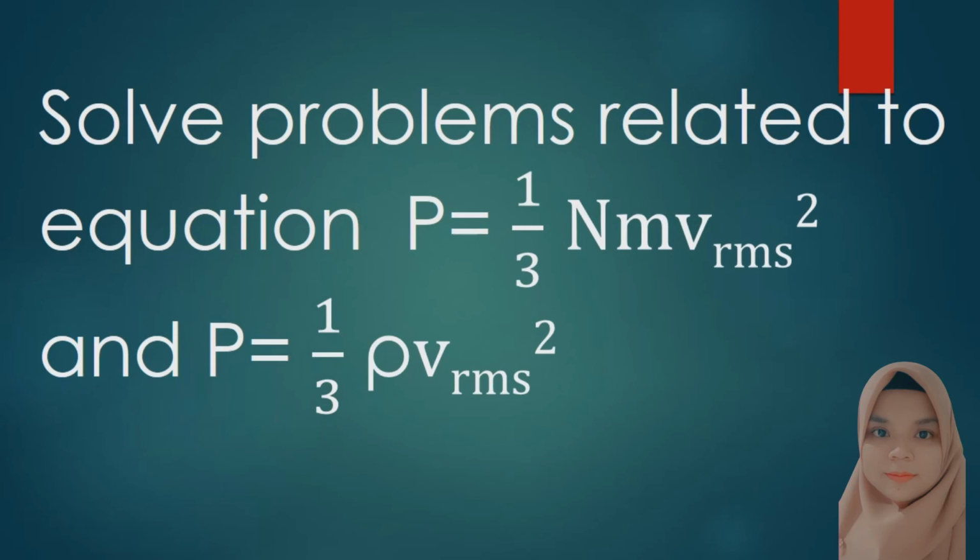Assalamualaikum and hi everyone. My name is Norazlina and today I will explain how to solve problems related to the equations P equals 1 over 3 nmv_rms squared and P equals 1 over 3 density v_rms squared.